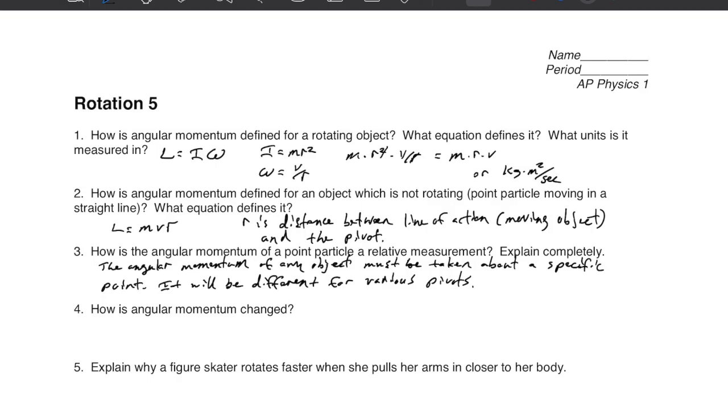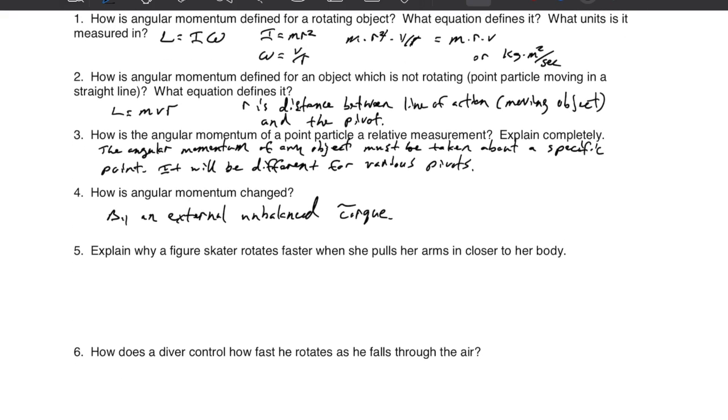How is angular momentum changed? How has anything changed? An unbalanced external force, but in this case, because it's angular, an unbalanced external torque. We know Newton's first law says an object in motion wants to stay in motion, an object at rest wants to stay at rest. Objects want to do what they're doing, and the only way to change them is an unbalanced external torque in this case.